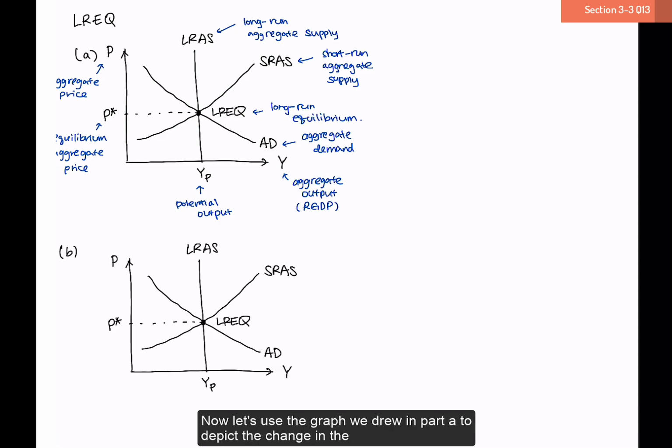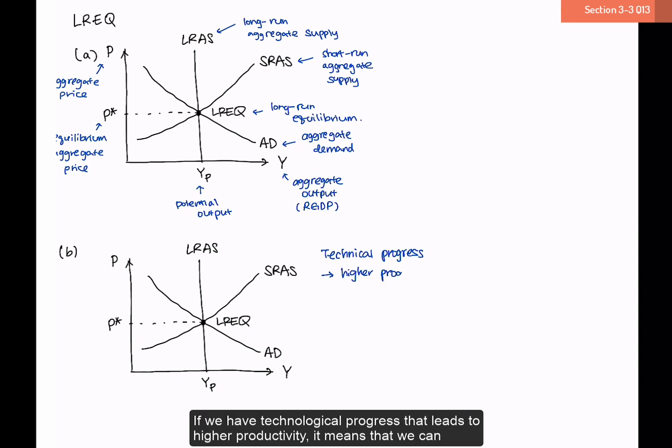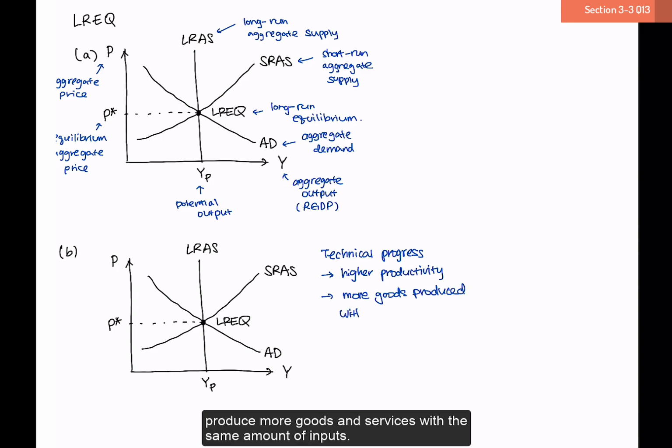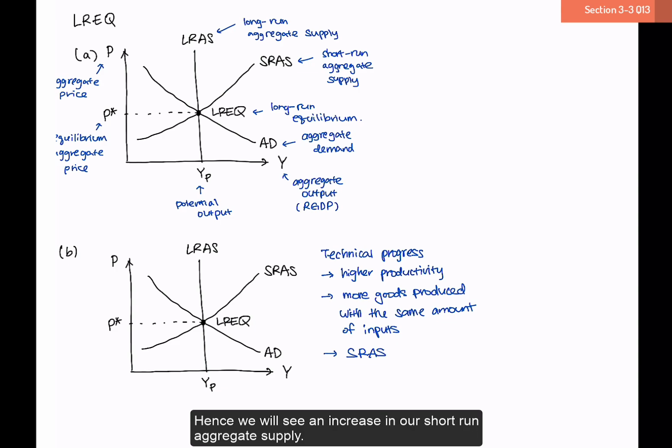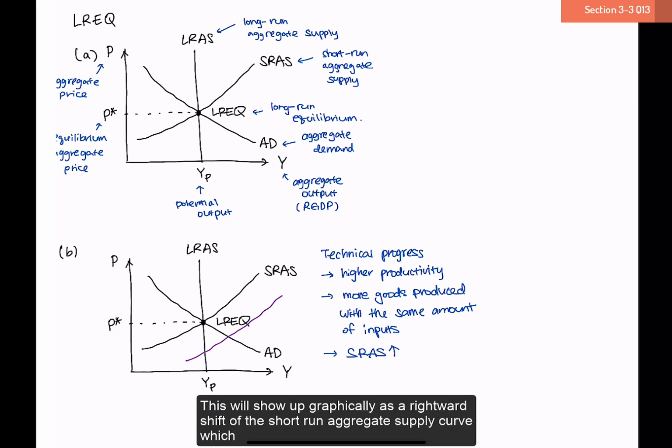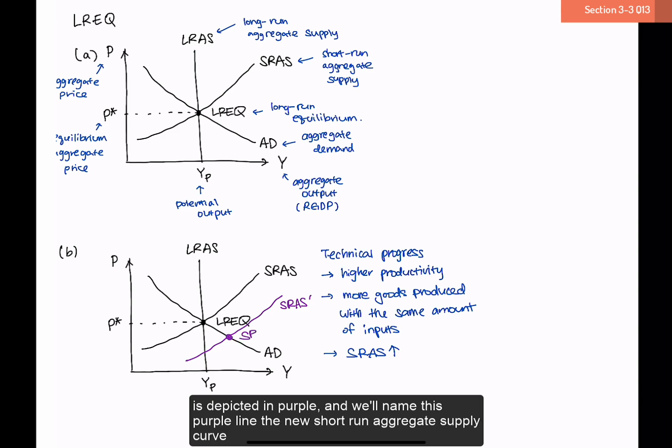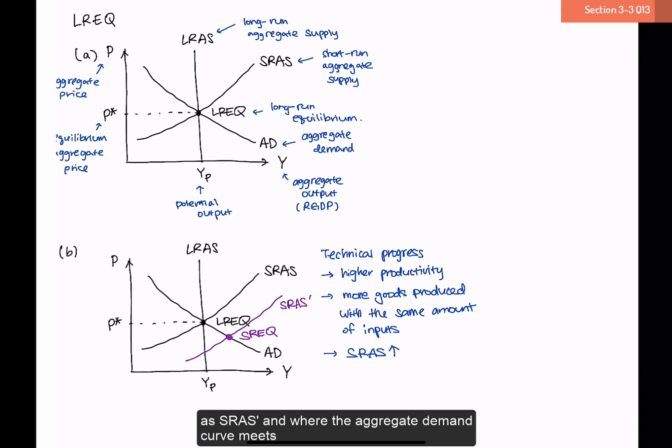Now let's use the graph we drew in part A to describe the change in the economy if technological progress leads to higher productivity. If we have technological progress that leads to higher productivity, it means that we can produce more goods and services with the same amount of inputs. In other words, we will see an increase in our short-run aggregate supply. This will show up graphically as a rightward shift of the short-run aggregate supply curve, which is depicted in purple, and we'll name this purple line the new short-run aggregate supply curve, SRAS prime.